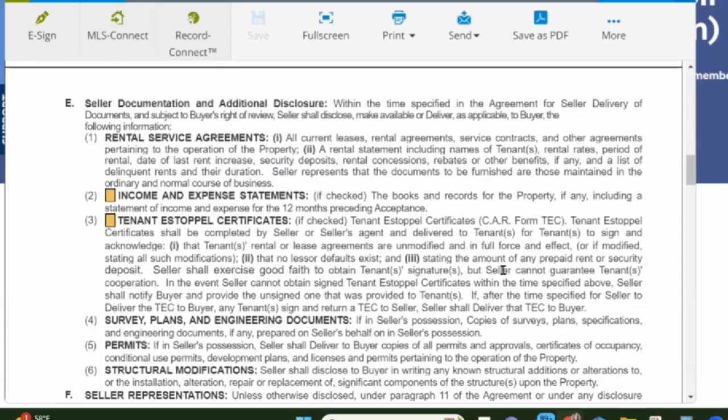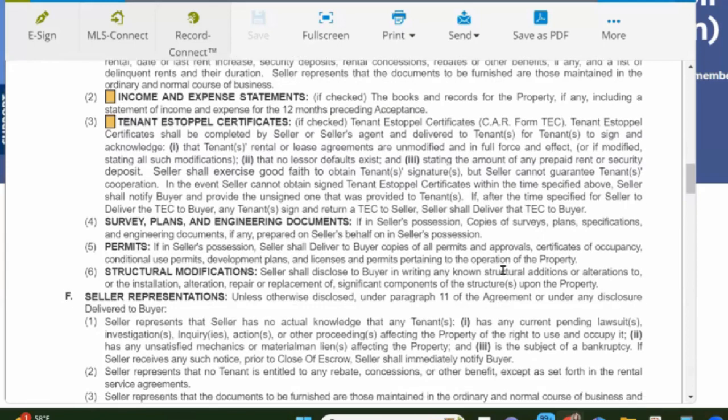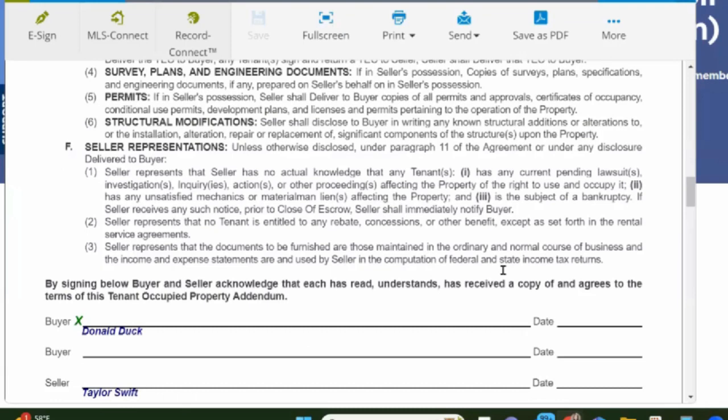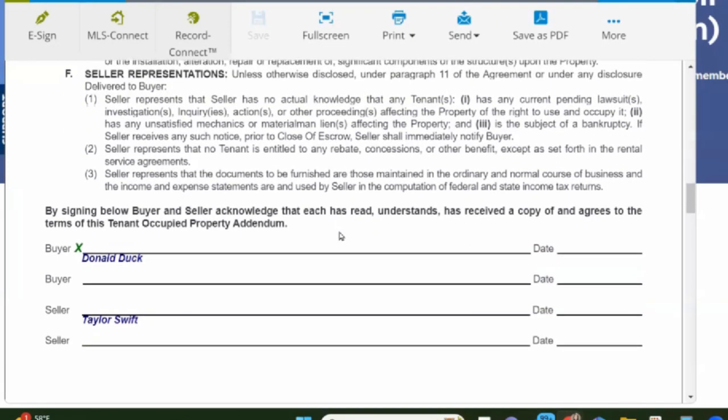If the seller has any surveys, plans, engineering documents, permits, or has done any type of structural modifications, they have to give that. And then basically the seller is representing that they have no knowledge that the tenant has any current pending lawsuits or litigation that's affecting the property or the right to use it, or is the subject of a bankruptcy. Seller represents that no tenant is entitled to any rebate, concessions, or other benefit other than what's in the rental agreement. And seller represents that the documents are used by the seller.